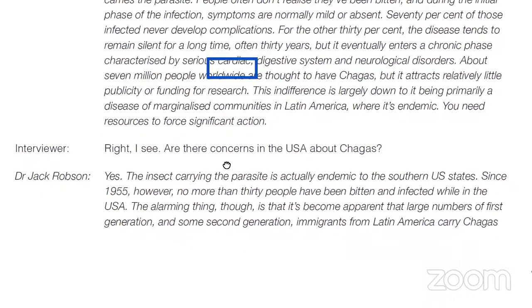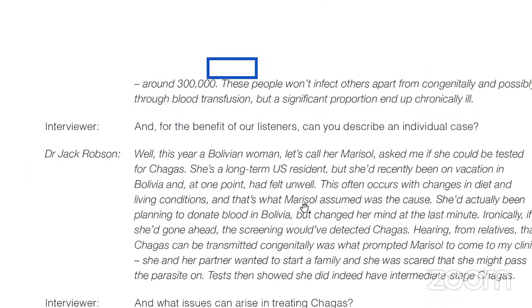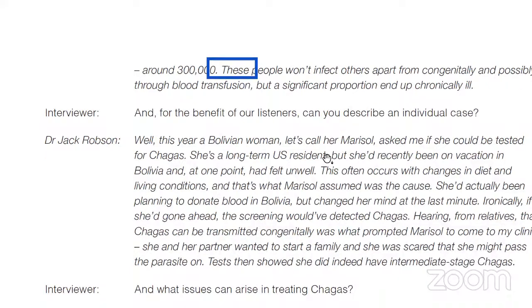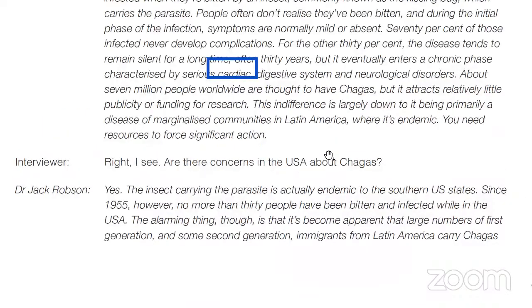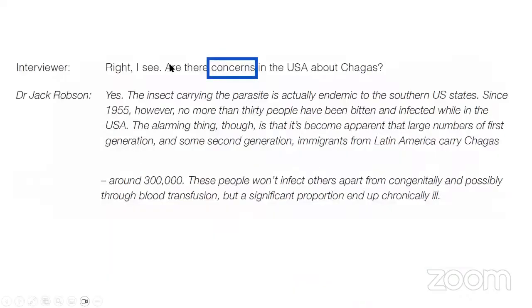Now here, the USA has come. And in the next one, 'for the benefit of our listeners, can you describe an individual case?' The individual case is different here, and the individual case is Marisol. He's talking about Marisol. So this is how you identify the questions. Now let us see our topic here. Here is the topic. Now just identify this one. Concern, concern. What is the word which means concern here?